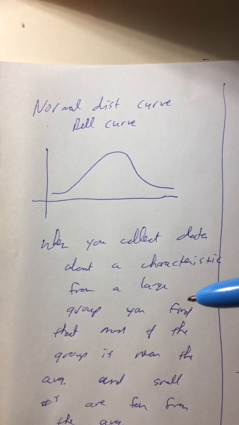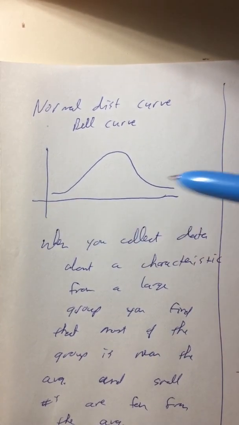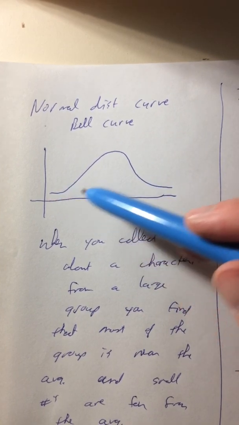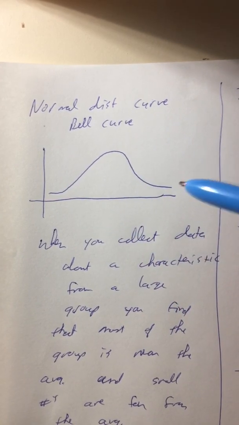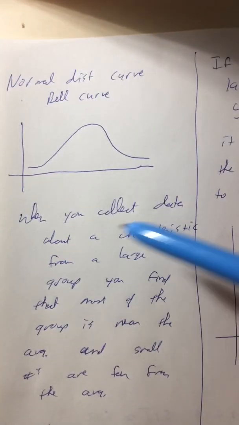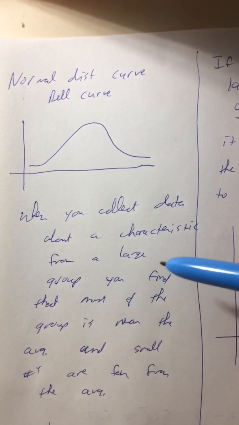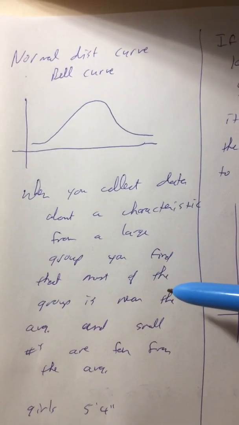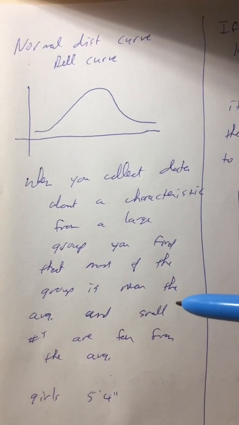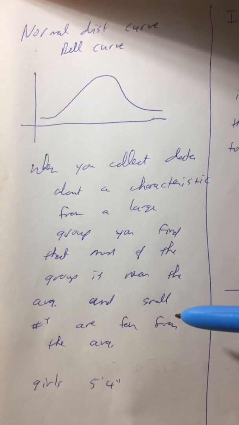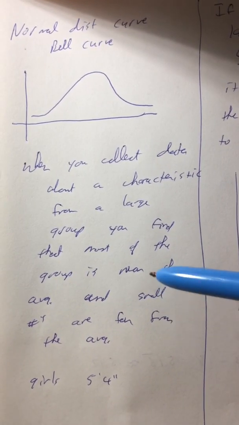And so let's talk about that in terms of the normal distribution curve, aka the bell curve. The reason is because it looks like a bell. So here's the deal. When you collect data about a characteristic, such as height, from a large group, you find that most of the group is near the average, or the mean, and small numbers are far from the average.